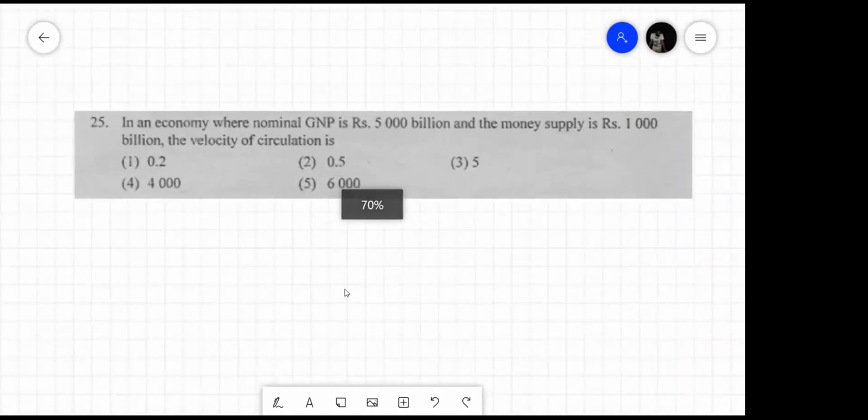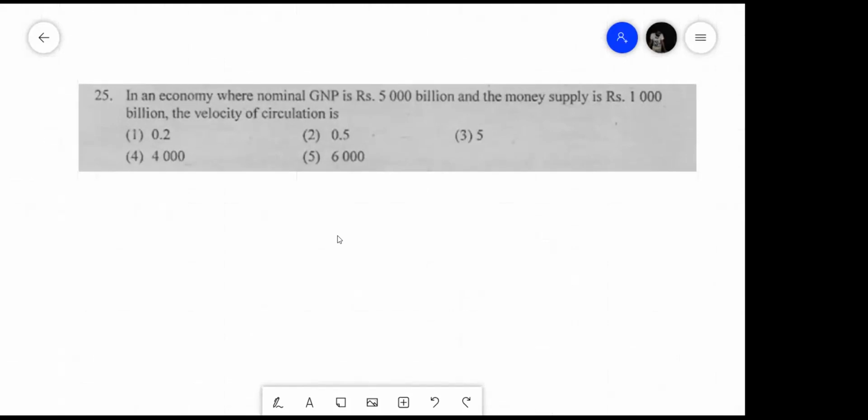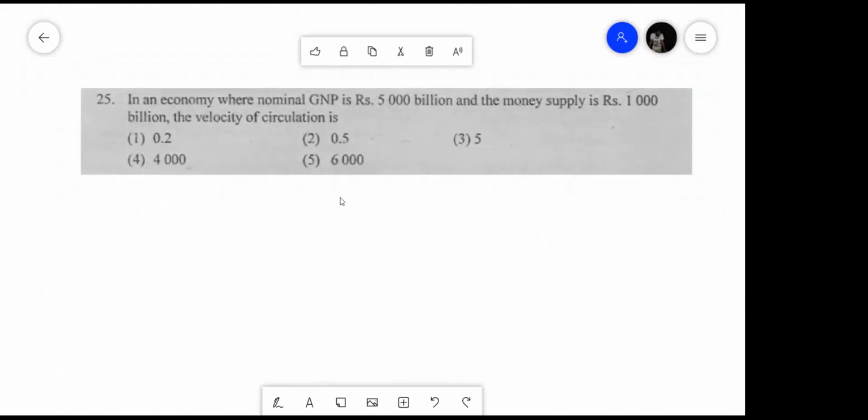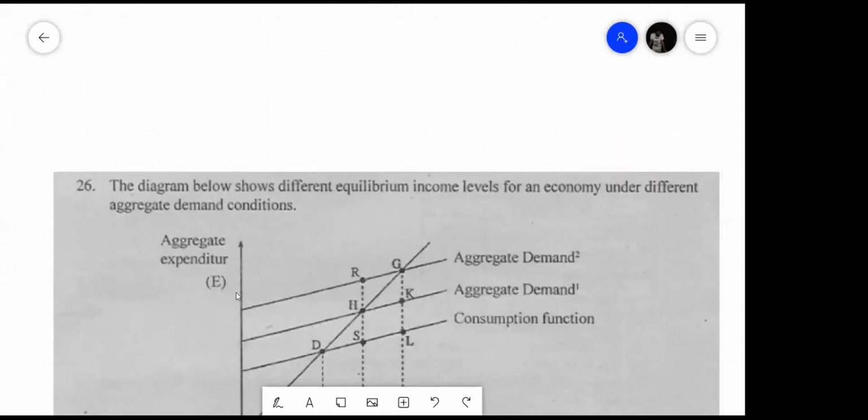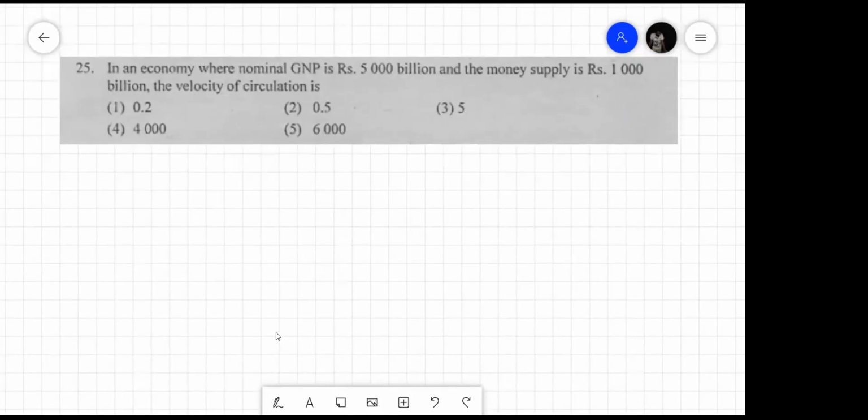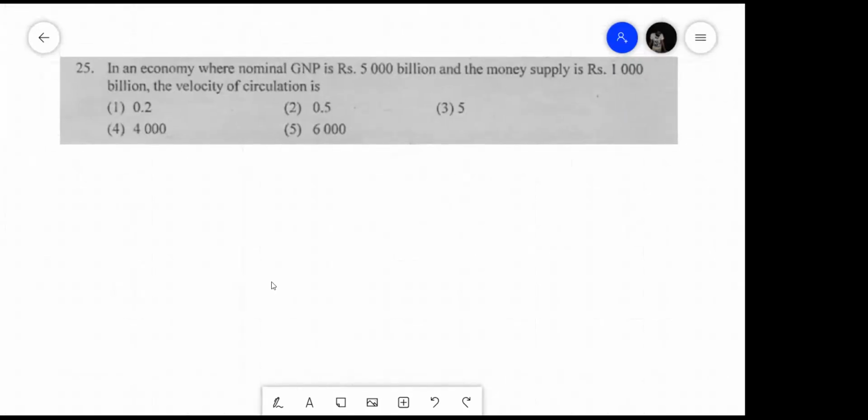This is really velocity of circulation, but that comes with the next unit. But since question number 26 is from this unit, I put 25 also. Which theory do we use here? Revision class students, this was discussed in your final mock exam MCQ. In an economy where nominal GNP is 5,000 billion, money supply is 1,000, and the velocity of circulation is how much? Which theory do we use?